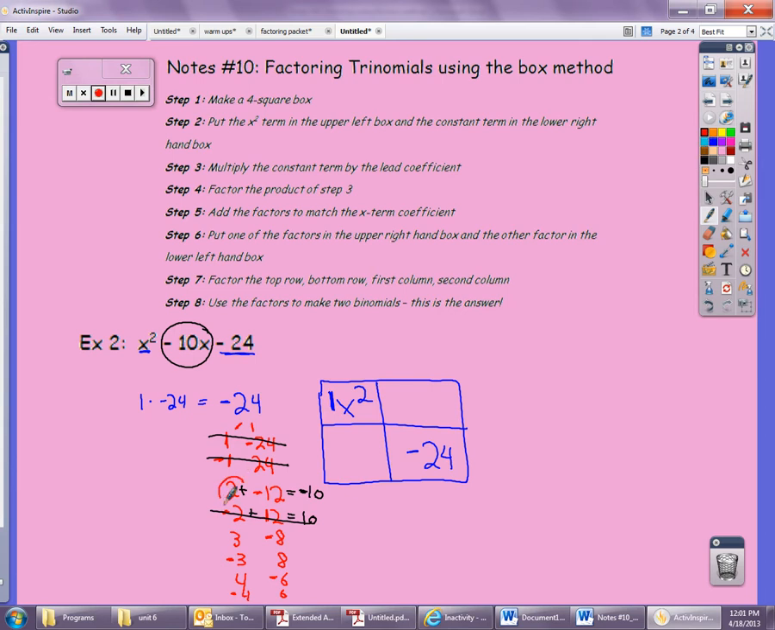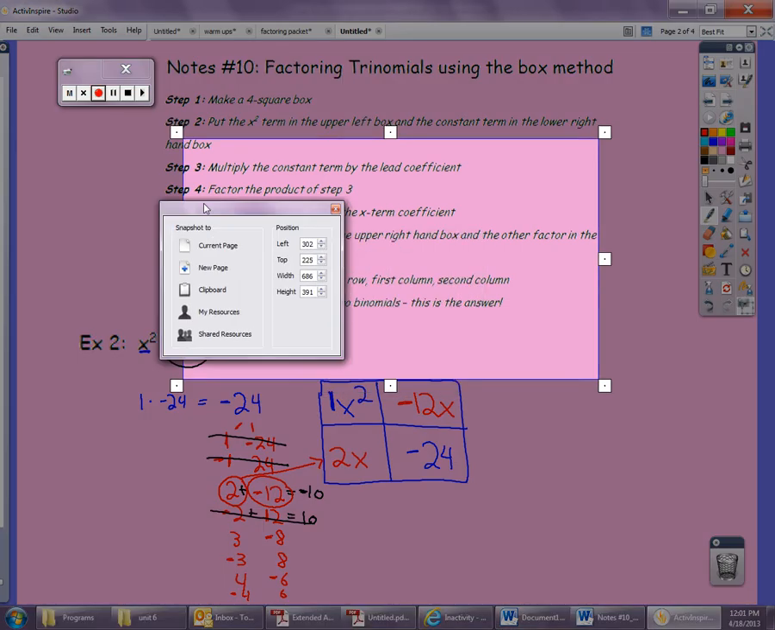So we have this 2 right here, which we're going to write in here. So I'm going to write it as 2x. Then I have this negative 12, which I'm going to write in my other box. So I'm going to write it as negative 12x. Now the next step says we want to look for the greatest common factors. So we just want to look for the greatest common factor.